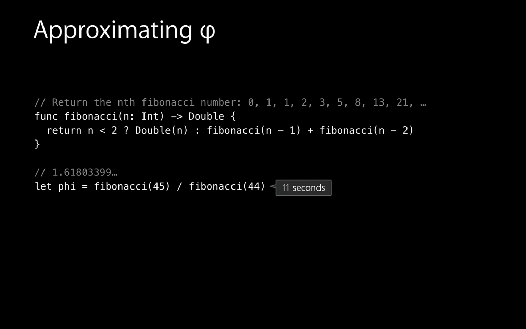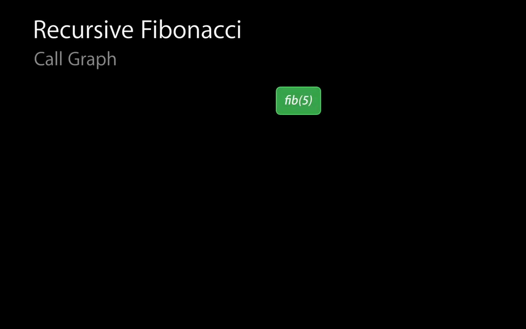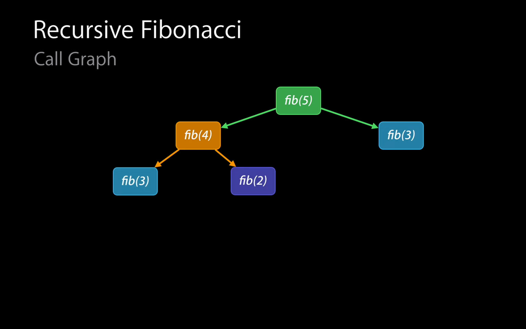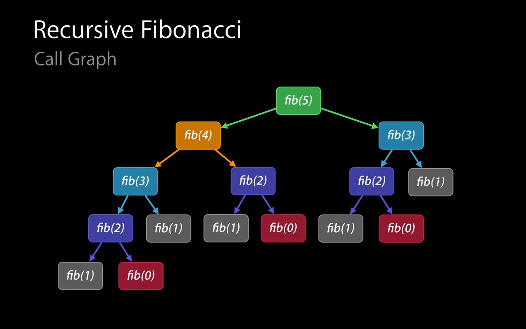Well, it's easy to see why if you look at the call graph. So just looking at Fibonacci of 5, that depends on Fibonacci of 4 and 3. And Fibonacci of 4 depends on Fibonacci of 3 and 2. And you can already start to see the repeated computations in here. And if you look at the entire call graph, well, you can see there's a lot of repetition. Now, expand this up 45 levels, and you've got a recipe for a slow program.